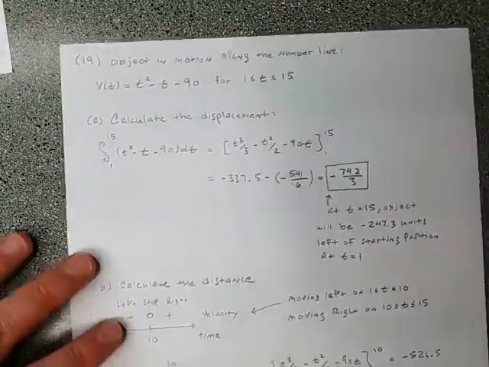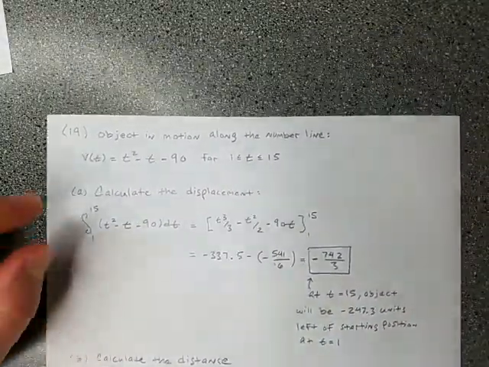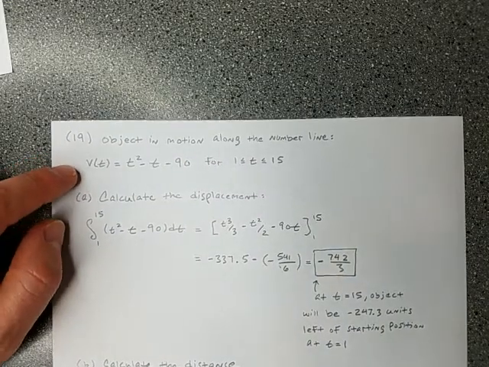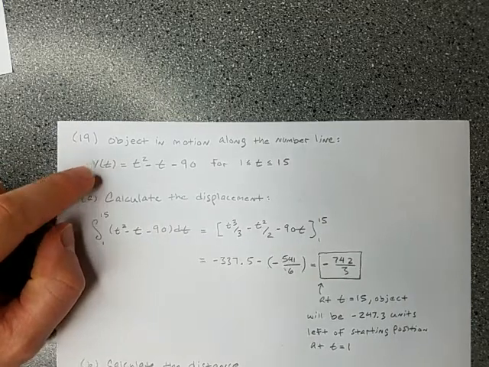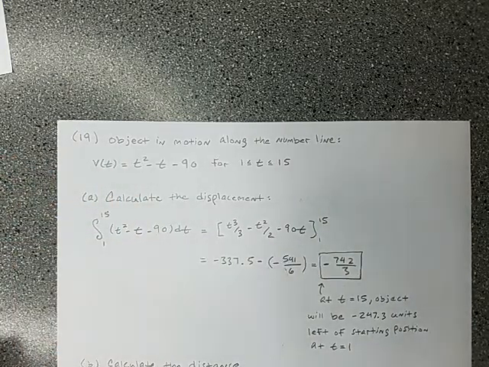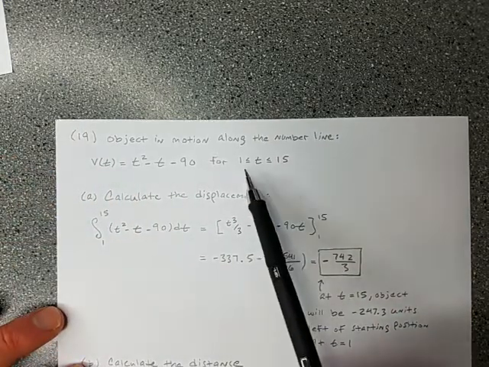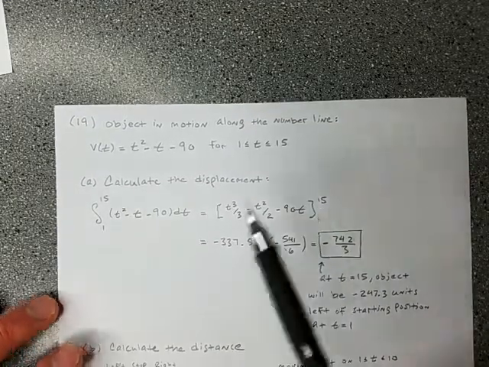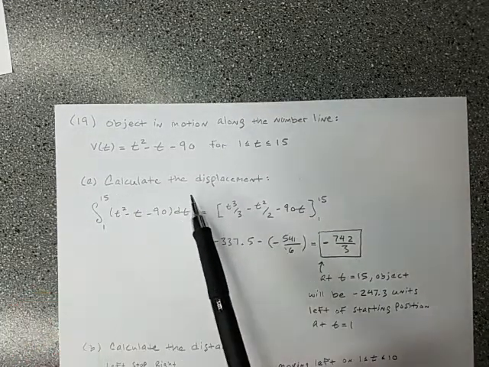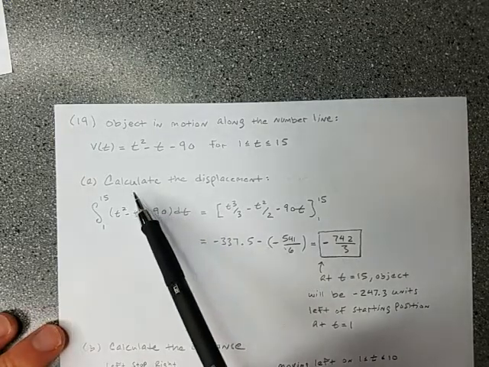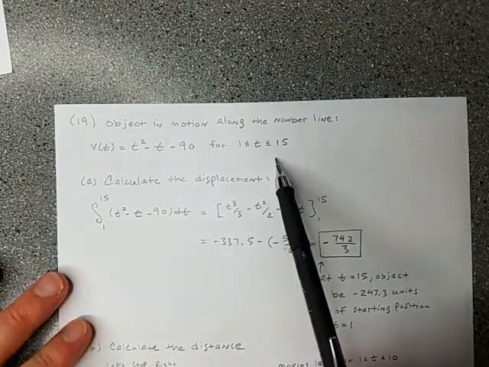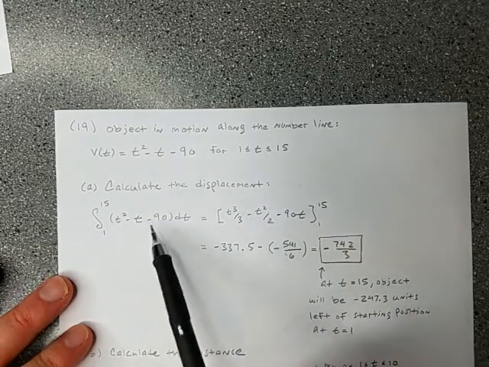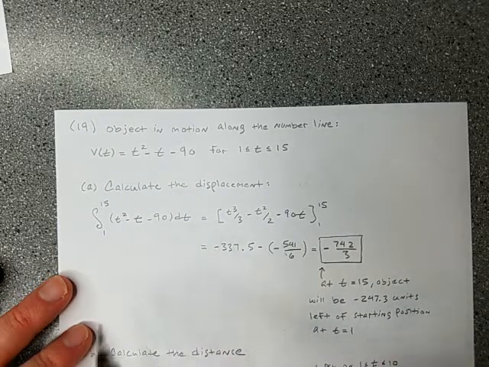Okay, so that's 18. Let's see, 19. This is a question where we go from speed to distance. It says an object moves along the number line. I get its velocity, v of t, is t squared minus t minus 90. The clock runs from 1 to 15. So first part of the question, calculate the displacement. Well, the displacement will just be the integral from 1 to 15 of the velocity dt. That's what it is, okay?